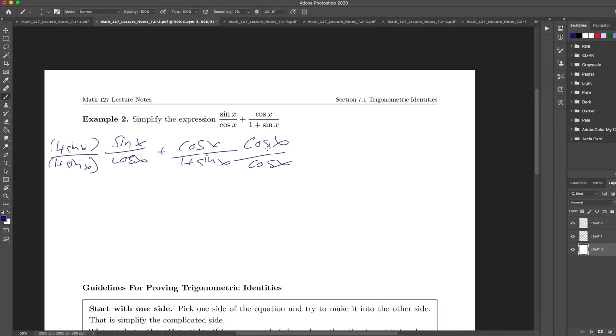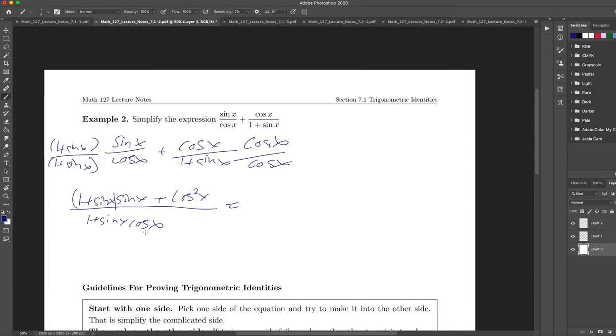Alright, so what do I have up top? Well, here I'll have 1 plus sine of x times sine of x, plus cosine squared x. And then on the bottom I'll have 1 plus sine of x times cosine of x.